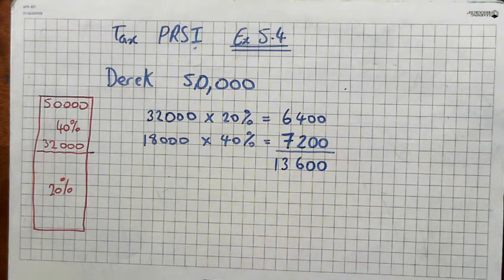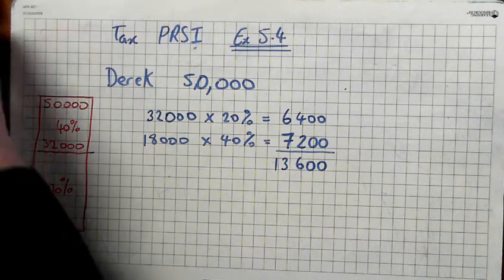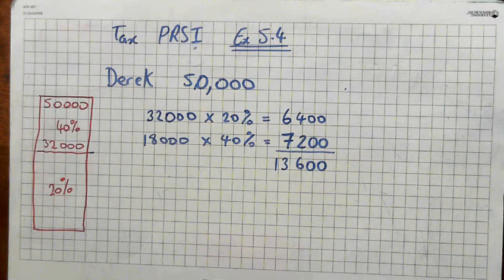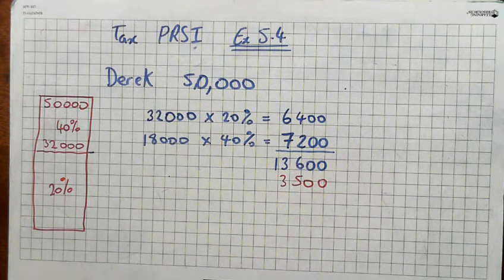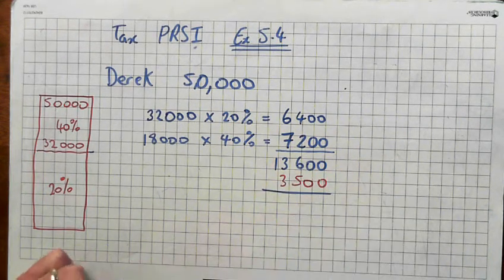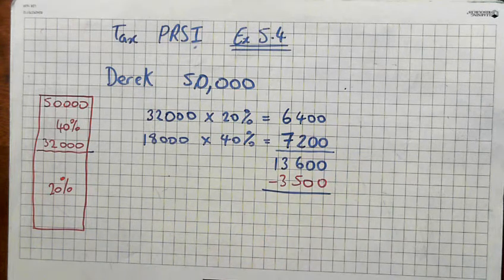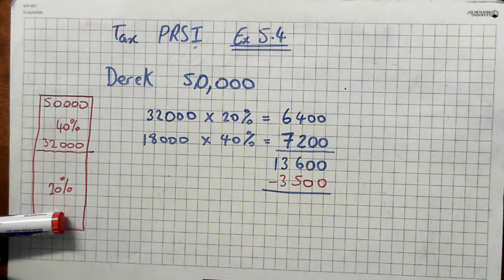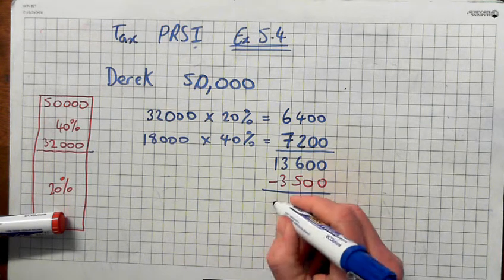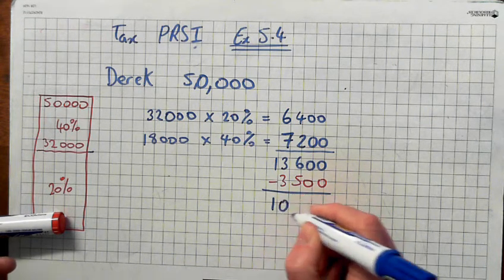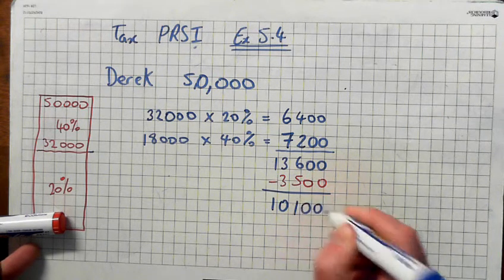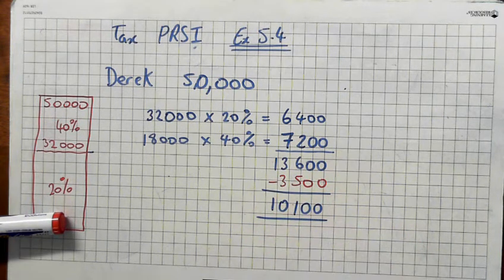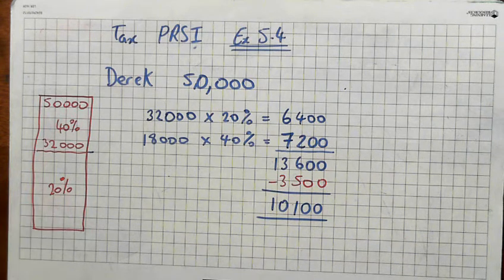Alright, so that's the gross tax. But now we have to subtract his tax credits, 3,500. So tax credits, taxes you don't have to pay, minus 3,500. It's now the tax that he does pay is 10,100. Alright. So he's going to pay 10,100.